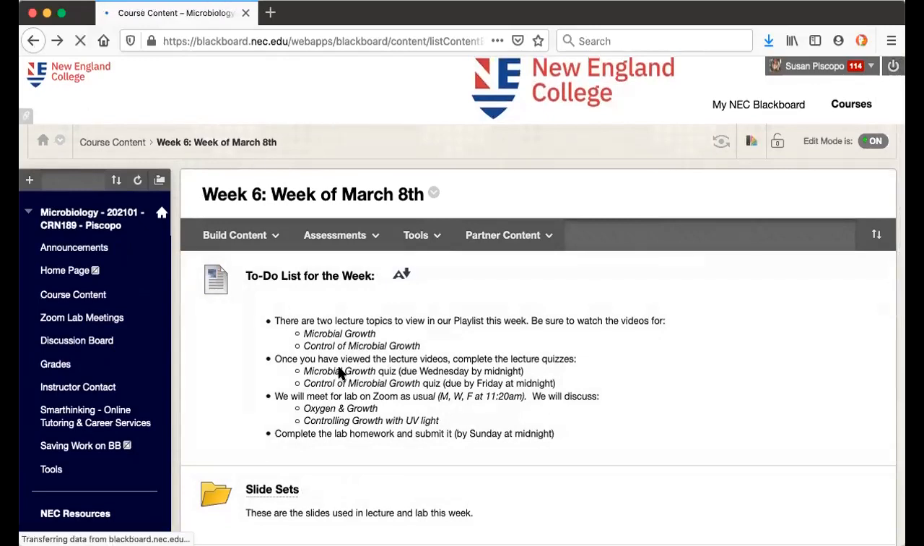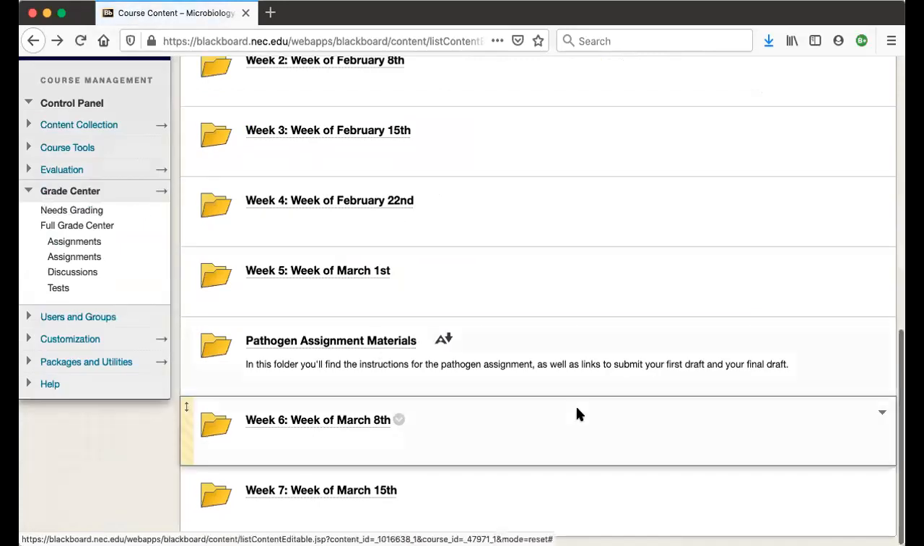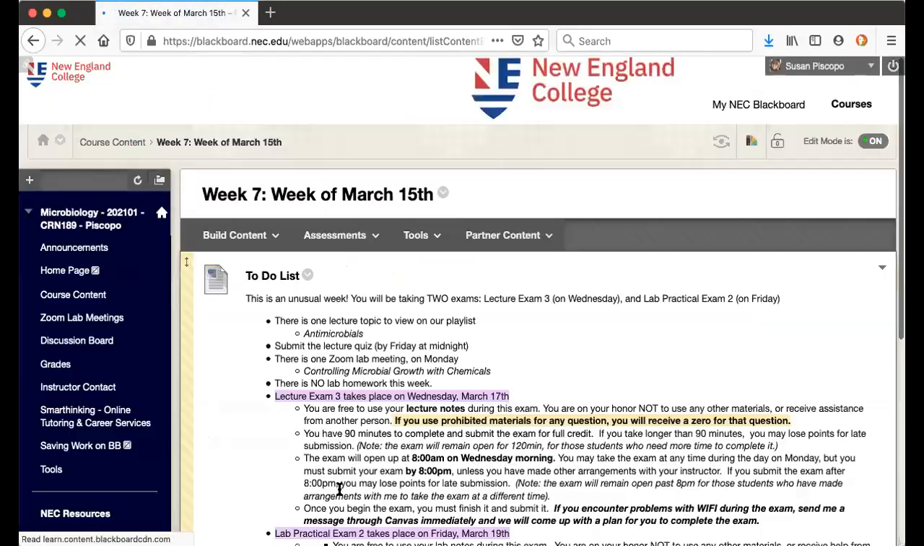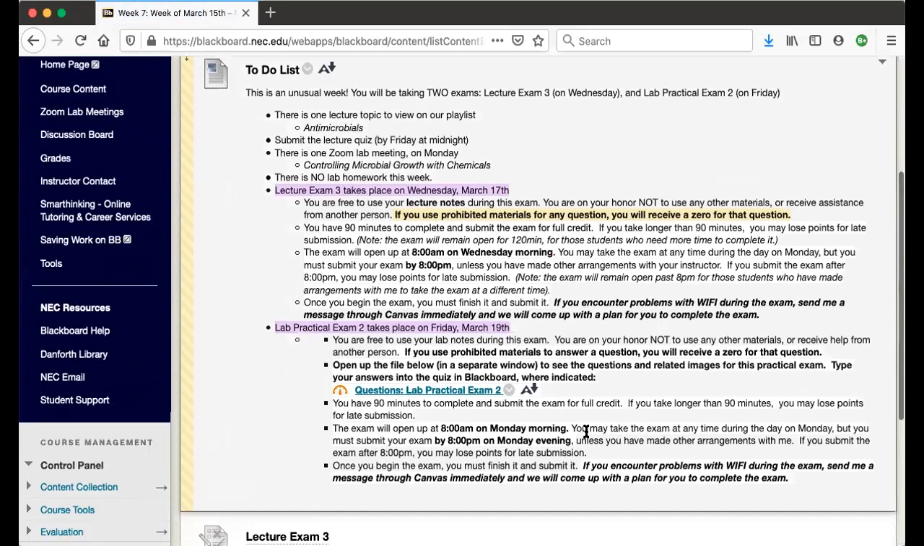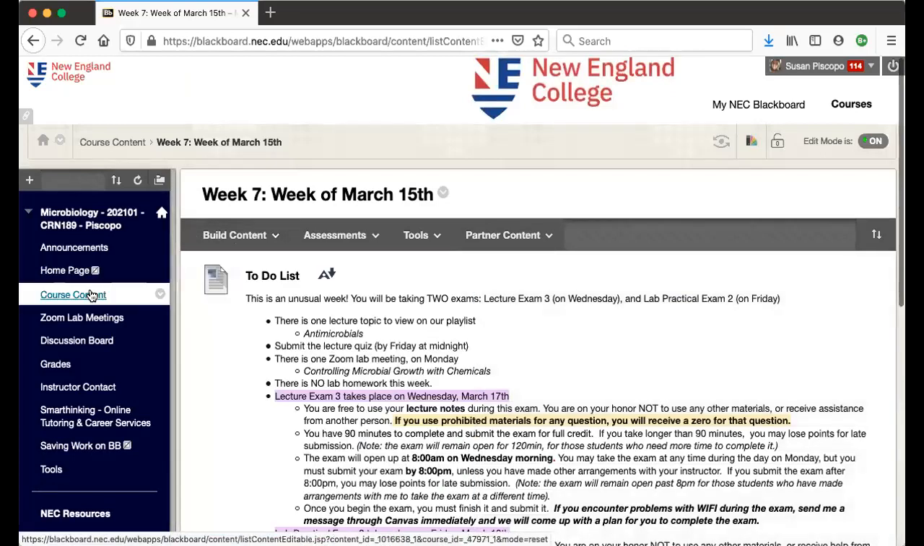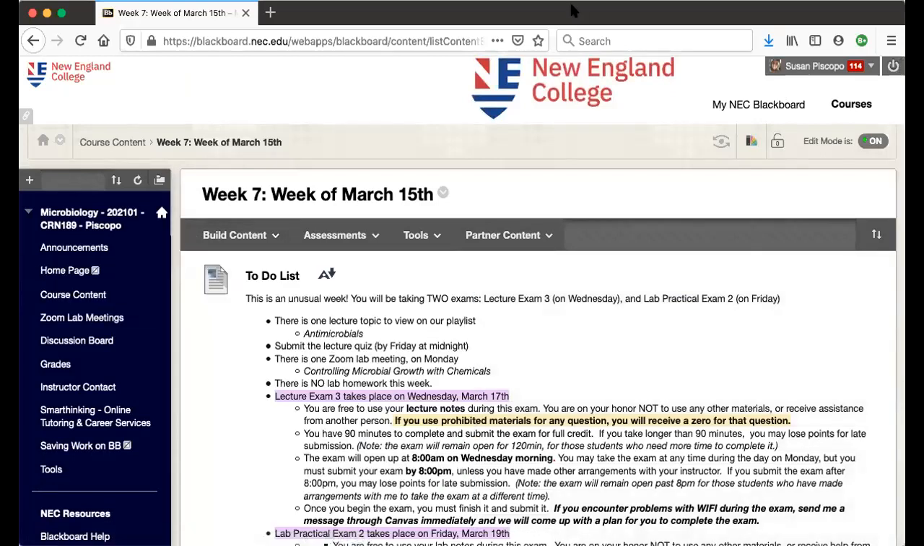Looking ahead to next week, I'm just going to click on week 7. Next week is going to be an unusual week for us because you'll be having both a lecture exam on Wednesday next week, and you'll be taking a lab practical exam on Friday next week. So you'll want to make sure that both of those things are up on your calendar. That's coming up next week, and we'll talk more about that later on in the week.